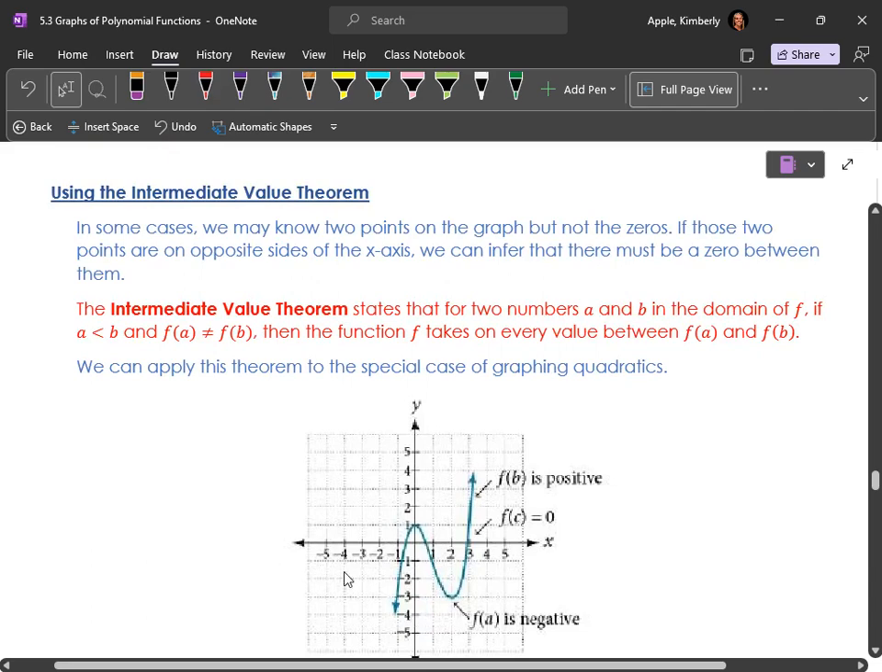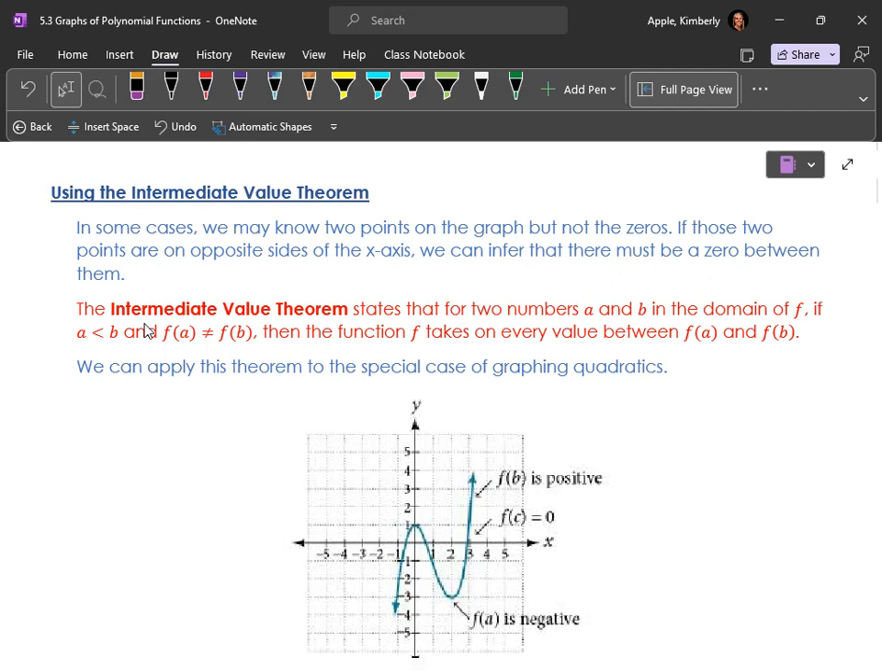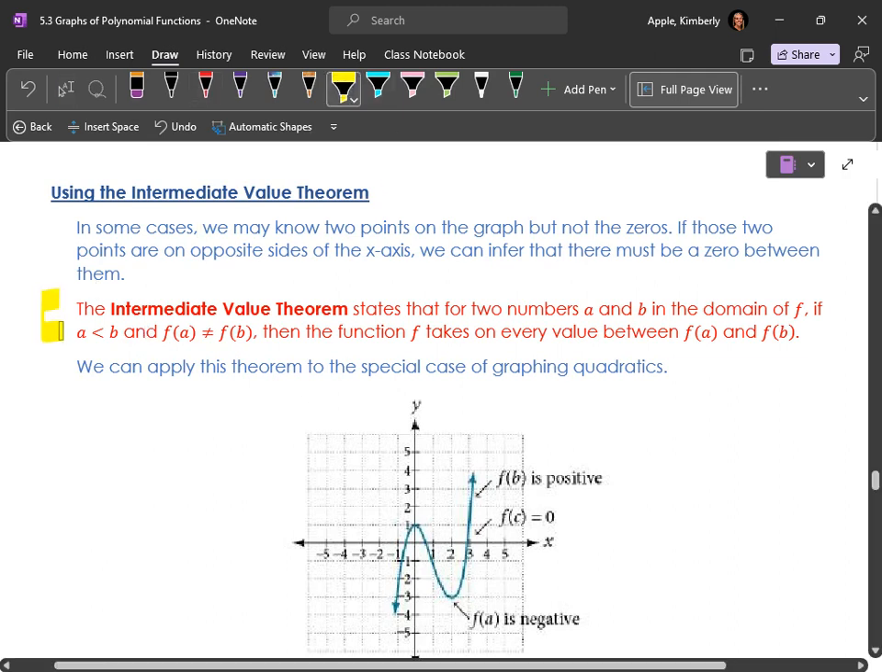And so this is another new idea, and we haven't really seen this one before. This is called the intermediate value theorem. Good. And so in some cases, we might know 2 points on the graph, but not the zeros themselves. And so we know that if those 2 points are on opposite sides of the x-axis, then it has to cross the x-axis at some point because a polynomial is a smooth and continuous graph. There are no breaks. And so this red is a formal statement of the intermediate value theorem.